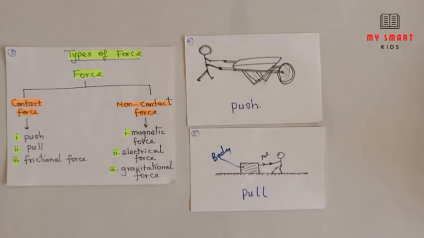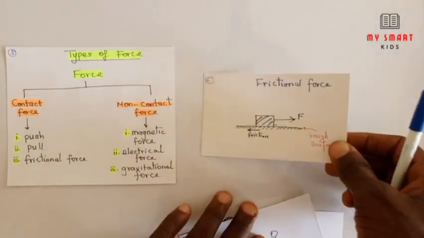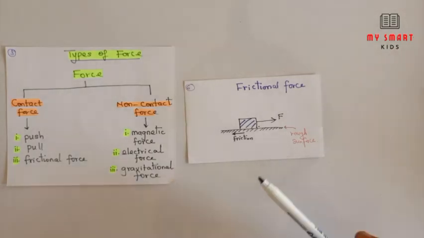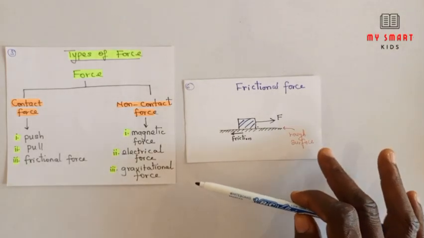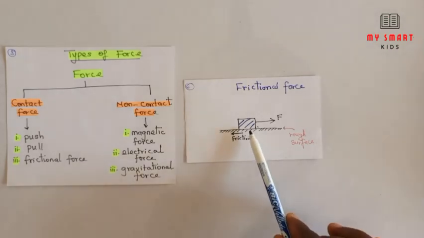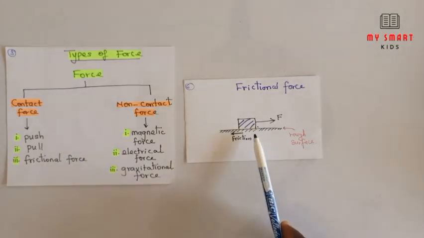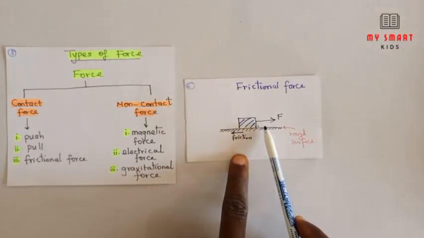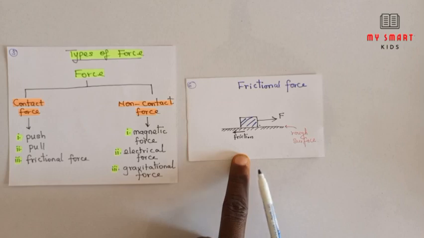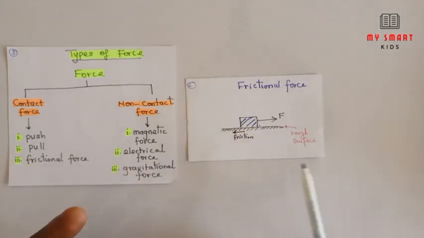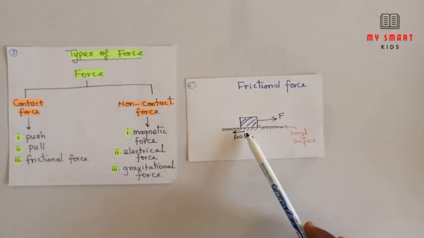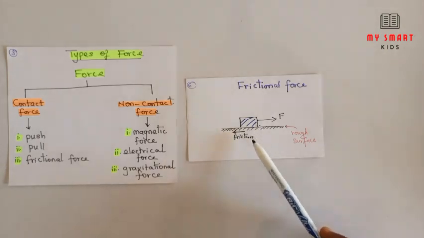Then the third one is the frictional force, and the frictional force occurs when two surfaces are in contact. The two surfaces must be in contact. So when you apply a force F on this particular body, probably you are pulling it towards yourself, and because they are in contact, and either of the two surfaces are rough, a friction will exist between the surfaces.